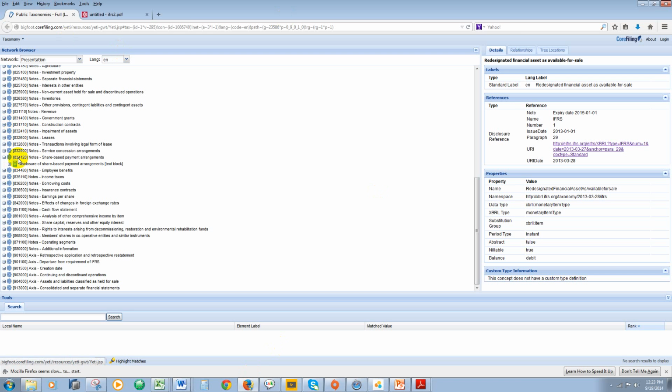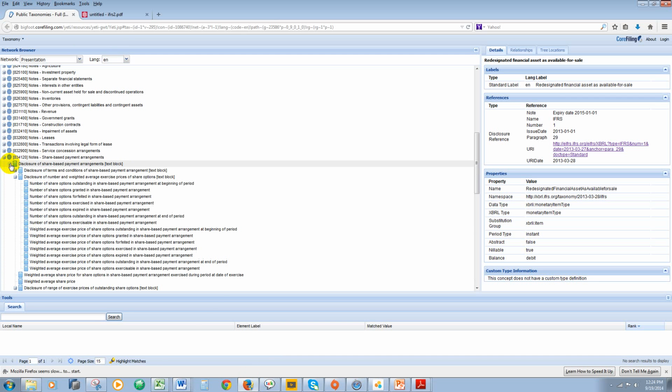So we are looking at 834120, the extended link of the notes, that is share-based payment transaction arrangements, and this is the IFRS taxonomy. It says disclosure of share-based payment arrangements text block. Let's expand this node, and we see disclosure of terms and conditions of share-based payment arrangement, as we saw in the list of the disclosures which are required.